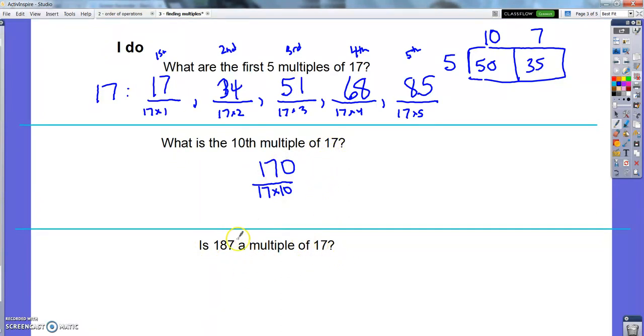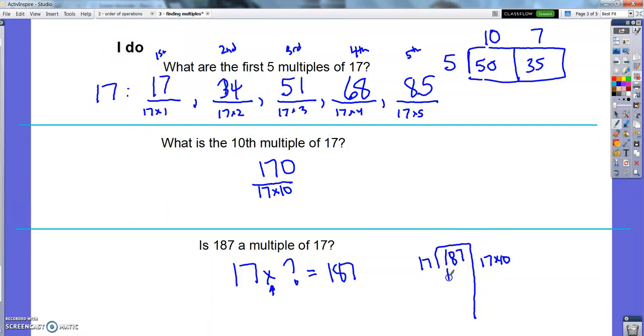One more common question you get asked is something like this: is 187 a multiple of 17? That means, is there some way to do 17 times something and get 187? So I need to figure that out. Much like with multiplicative comparisons, I can find this out by doing the opposite operation of multiplication. I can divide and just see if I don't get a remainder. So let me do 187 divided by 17. Oof, this could be hard. So up from here I know 17 times 10 is 170.